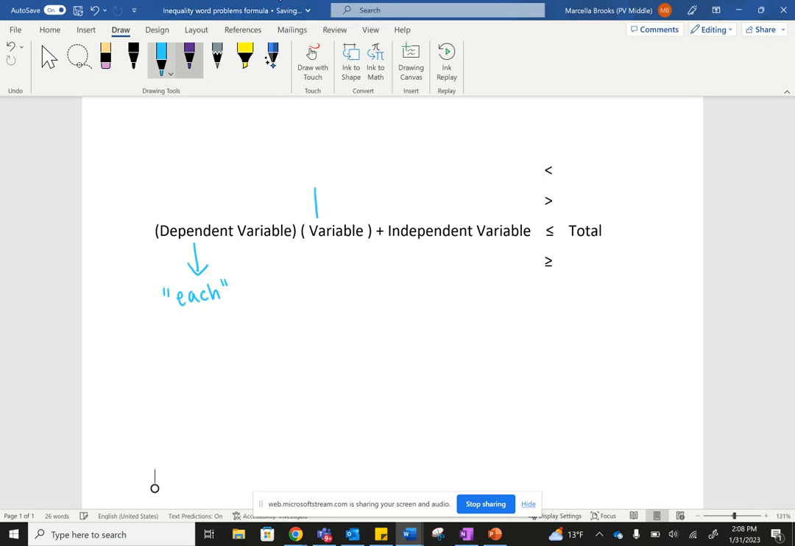The variable is the unknown value that we are trying to find.